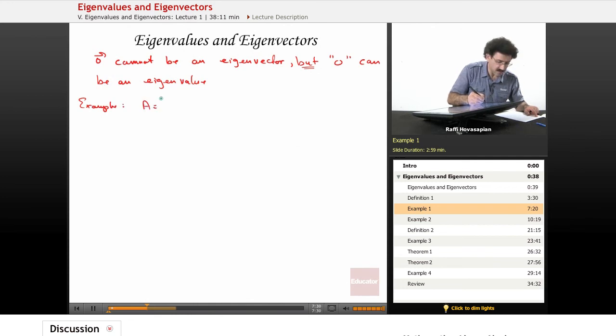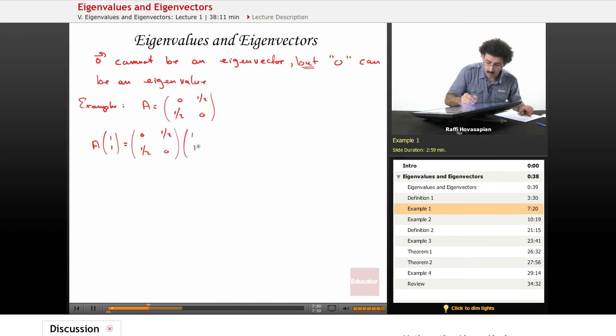that A is the matrix 0, 1/2, 1/2, 0. Okay. Well, if we take A times the vector, let's just say (1, 1), that's equal to the matrix 0, 1/2, 1/2, 0 times (1, 1). That's equal to 0 times 1 plus 1/2 times 1, which is 1/2. And then 1/2 times 1 plus 0 times 1, 1/2. Well, that's equal to 1/2 times (1, 1).